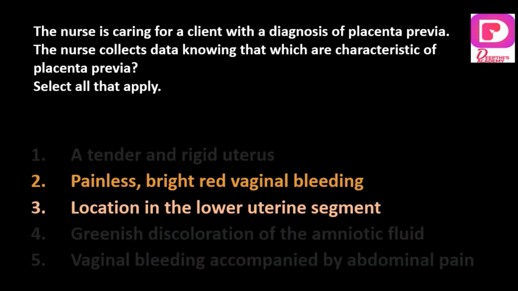Here are the right answers. Painless bright red vaginal bleeding and location in the lower uterine segment. These are the right options for the diagnosis of placenta previa. Hope you understand so far. Let's see the next question.